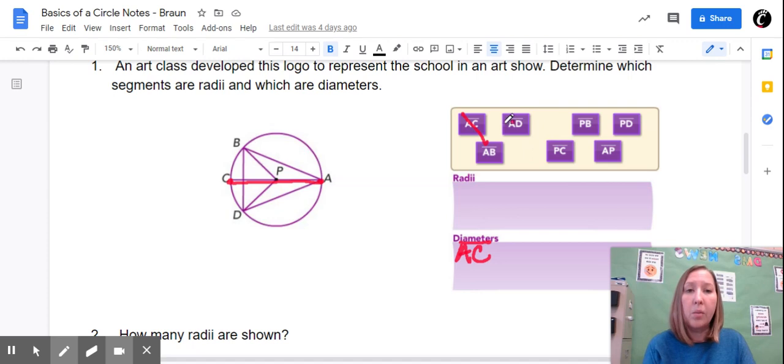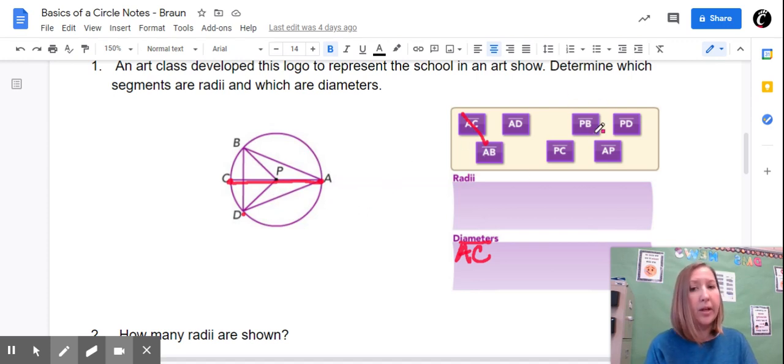All right, so then we look at AD. So that's going to take my point here and come down to that point on my circle, D. It does not go through the center of my circle, so it's not going to be a diameter, and it doesn't go from the center of the circle out, so it's not going to be a radius. So we'll talk about that in just a moment.